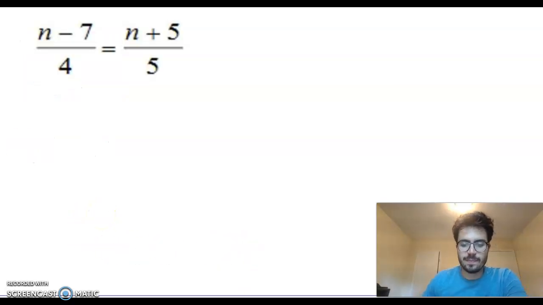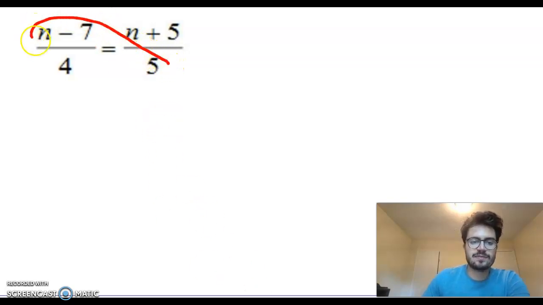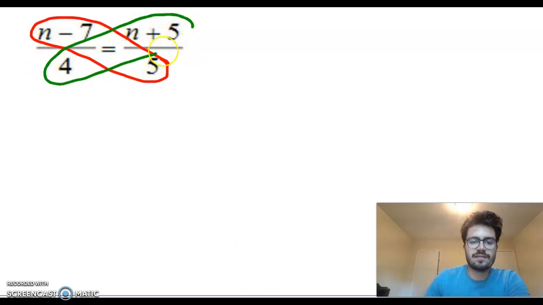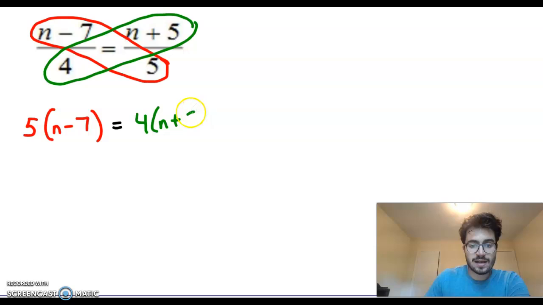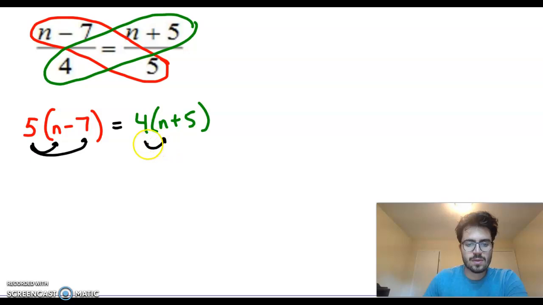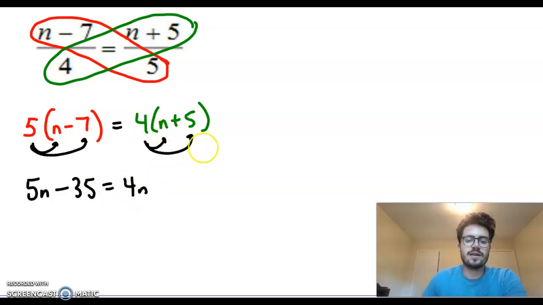Let's try this next one. Here I have n minus 7 times 5. And then I have 4 times n plus 5. I'm going to rewrite that. 5 times n minus 7 is equal to 4 times n plus 5. I can use distribution. 5 times n is 5n. 5 times negative 7, negative 35. 4 times n, that's 4n. 4 times 5 is positive 20.